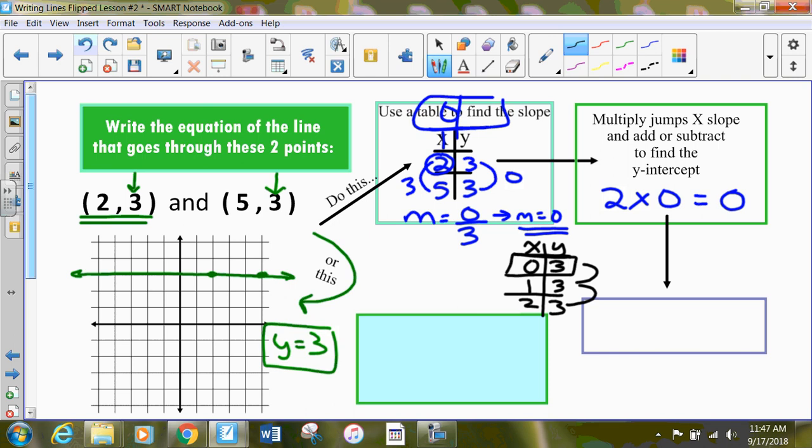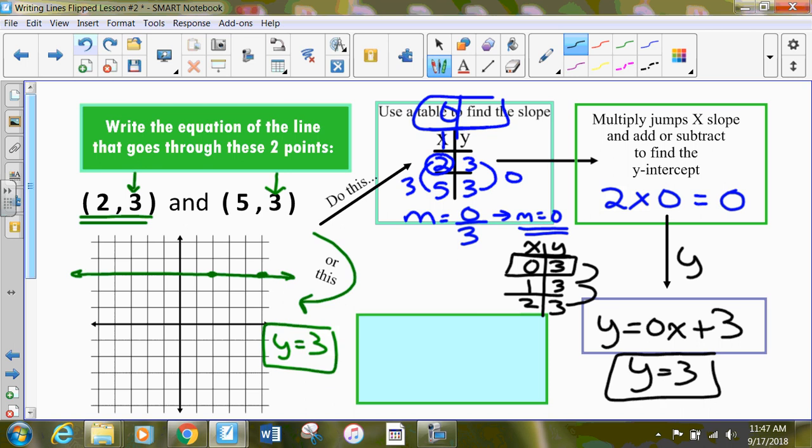We also see that our slope is 0, so if we did it this way, we would have y equals 0x plus 3, and we would want to rewrite it as y equals 3. As you can see, when we have the same y values for both points, graphing it and coming up with the answer is the fastest way. But you can still use the other way.